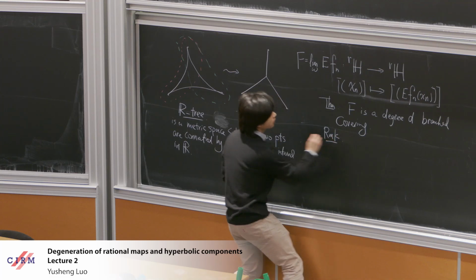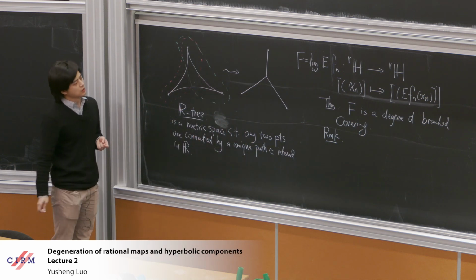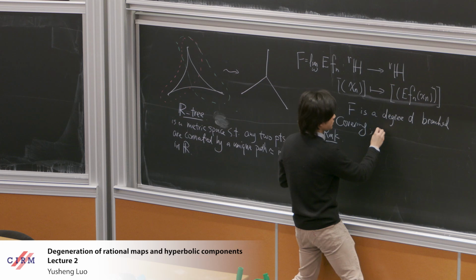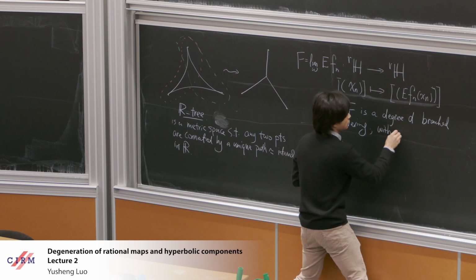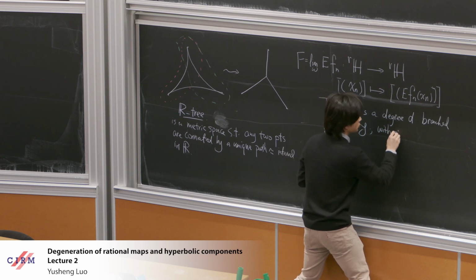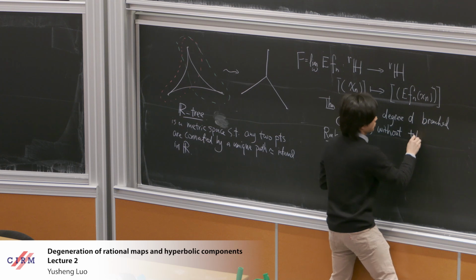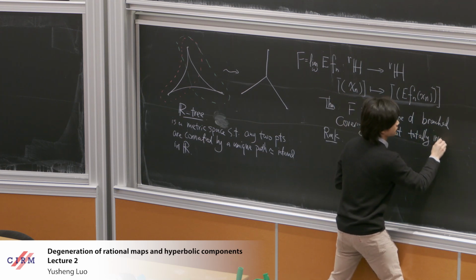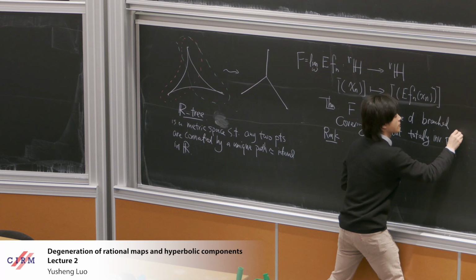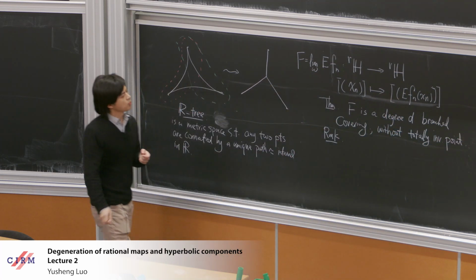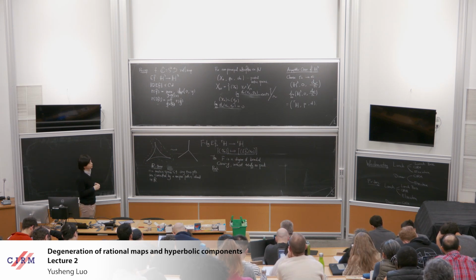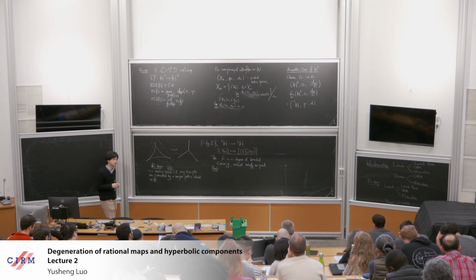But let me also remark that I should add one more statement, without a totally invariant point. And that is very important. A point is called totally invariant if it is both forward invariant and backward invariant.